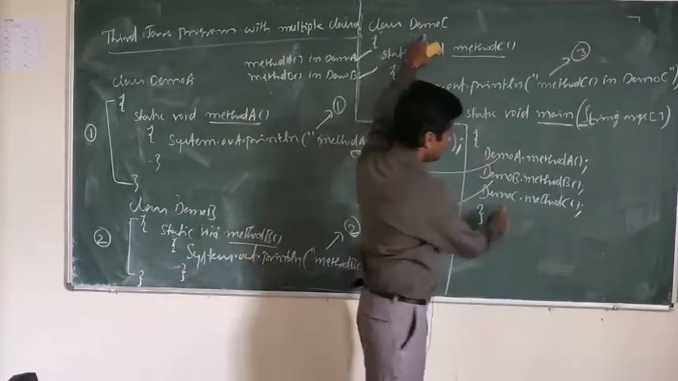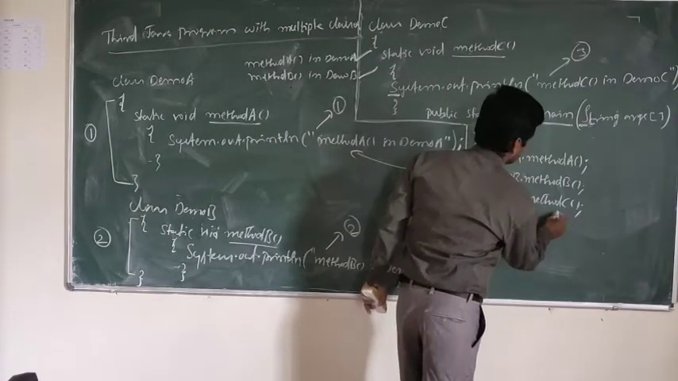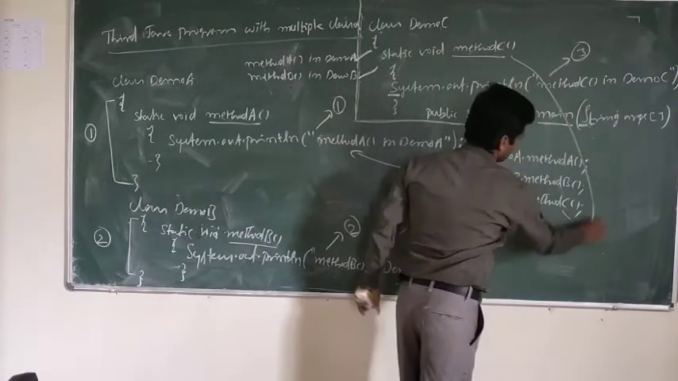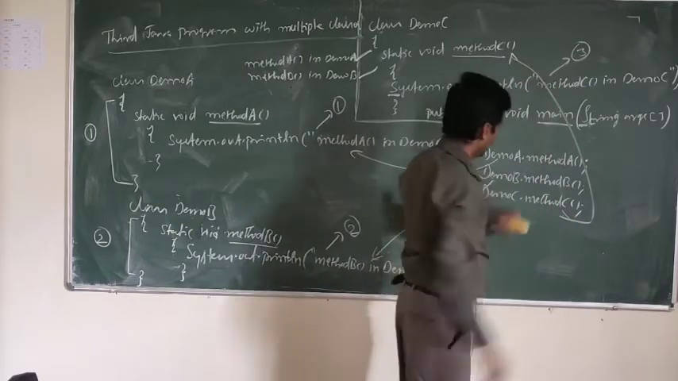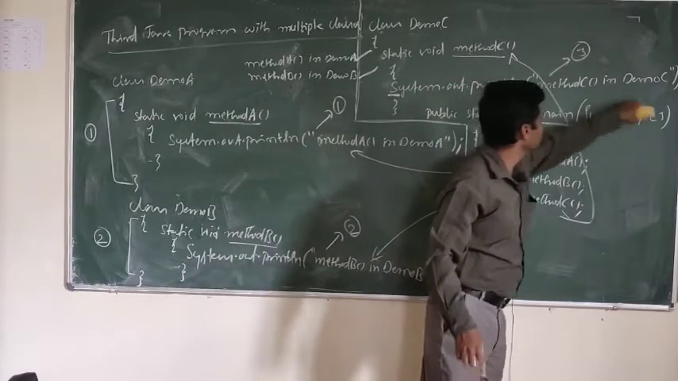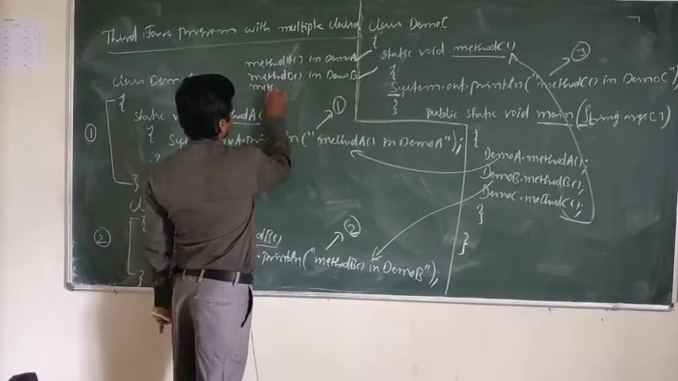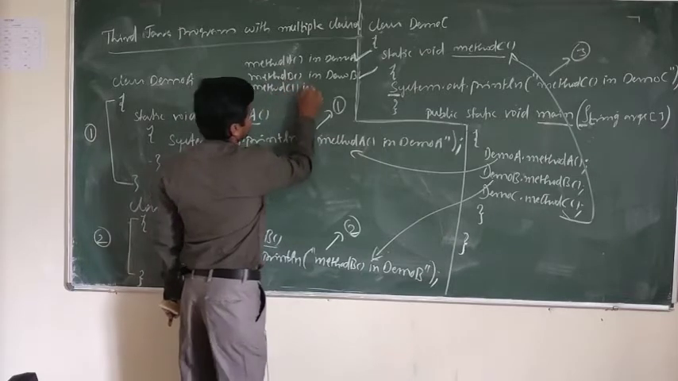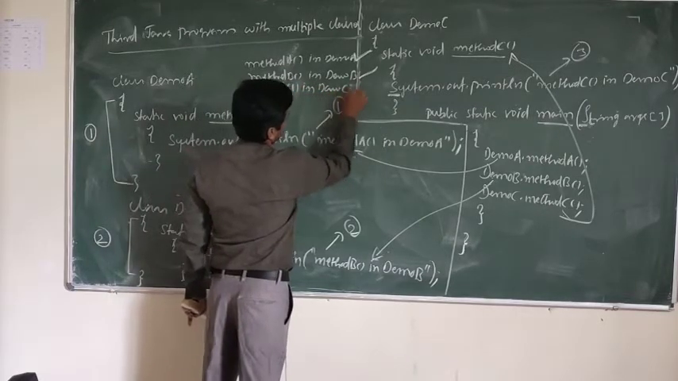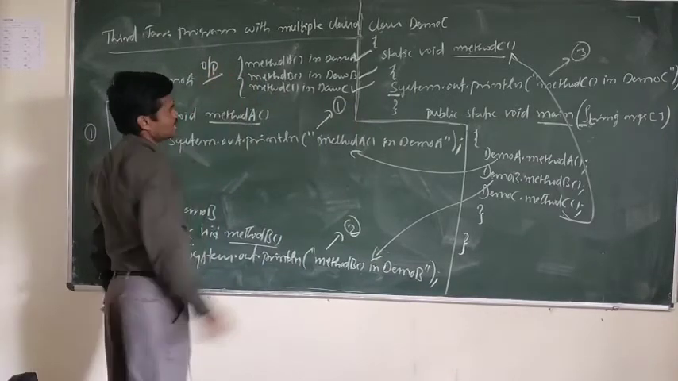What is that class name? Demo C dot method C. Now this will call this method. See, it will call this one, Demo C dot method C. This will be called, and what is the output there? Method C in Demo C. This is the third output. These are the outputs displayed.